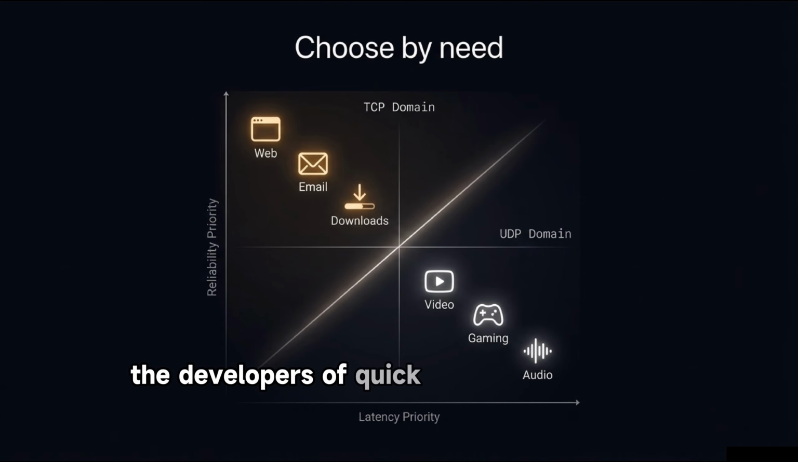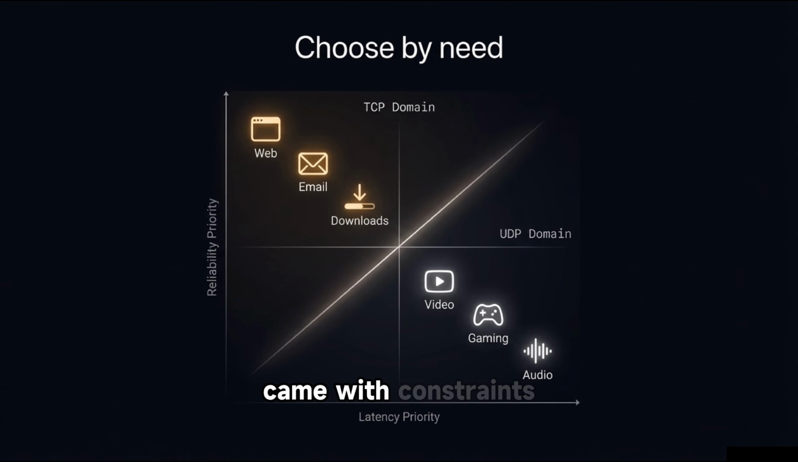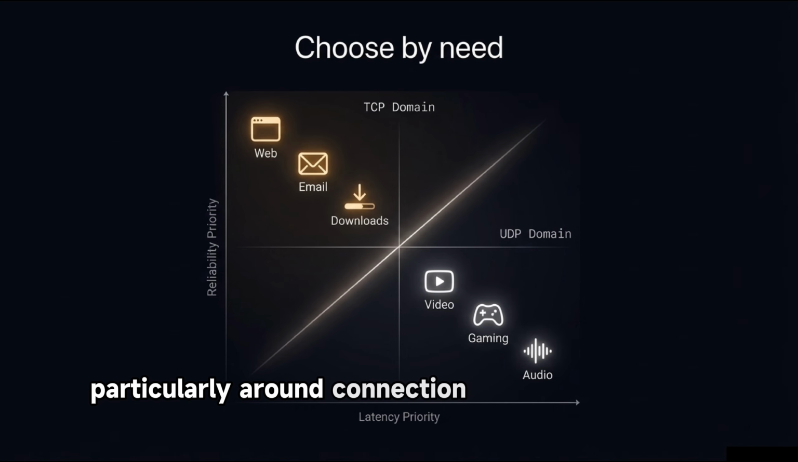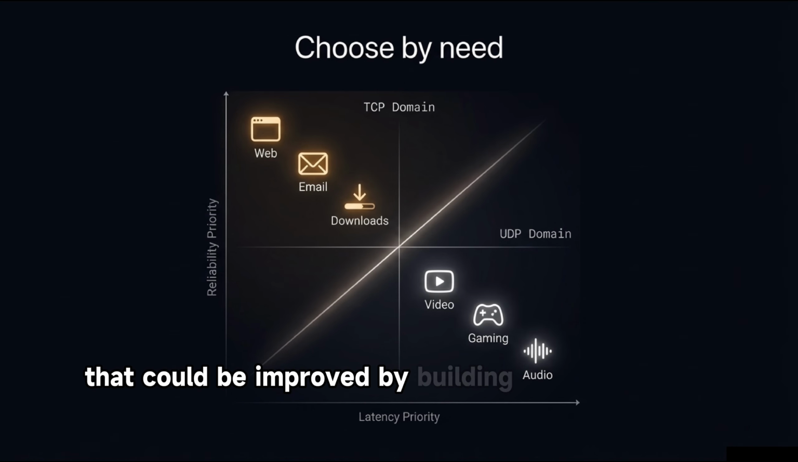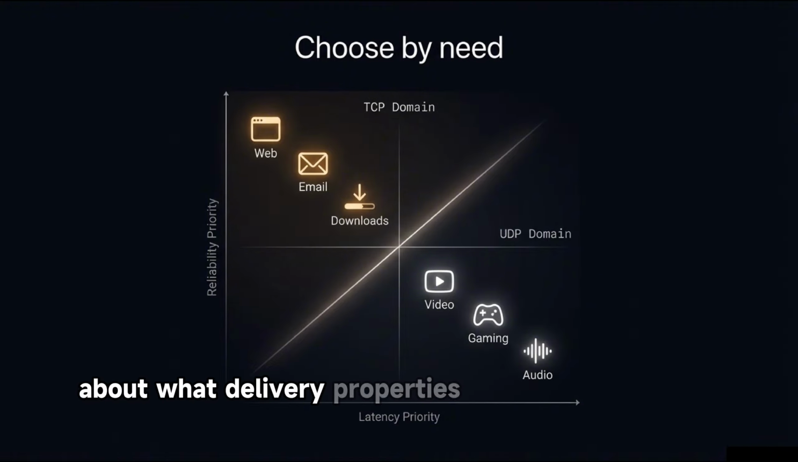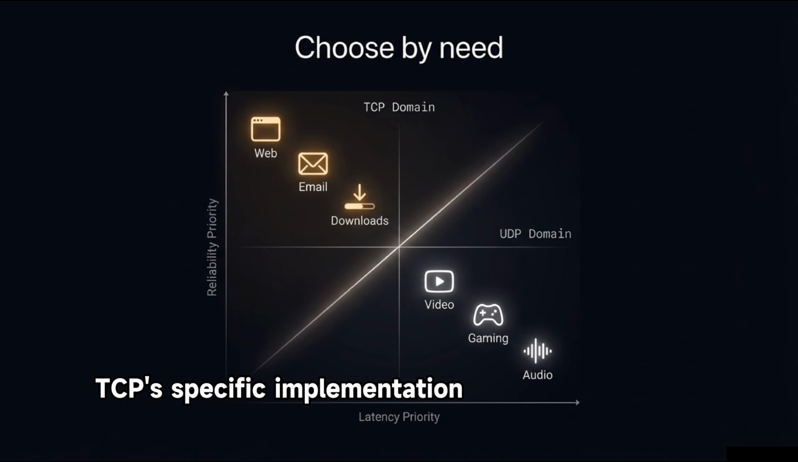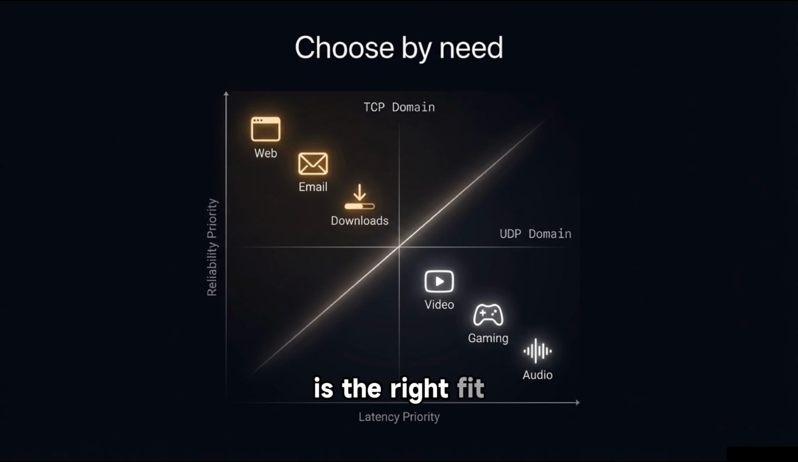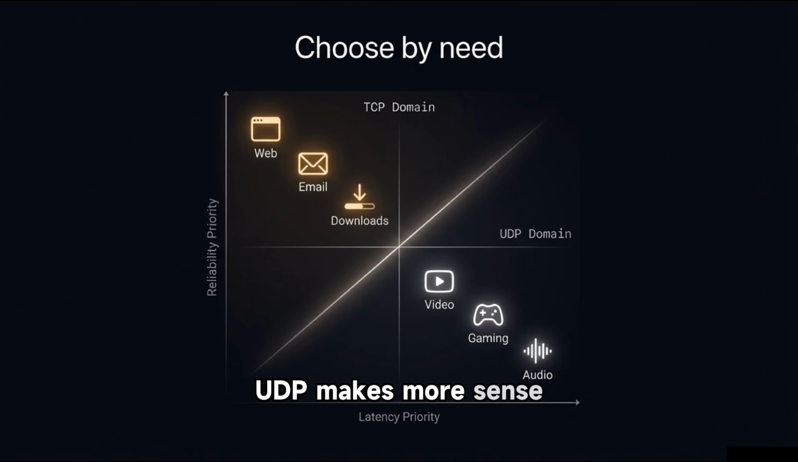The developers of QUIC decided that TCP's guarantees, while correct, came with constraints, particularly around connection establishment time and handling of packet loss, that could be improved by building fresh on top of UDP. So the choice isn't always strictly TCP or UDP as is. It's really a choice about what delivery properties an application needs and whether TCP's specific implementation of reliable delivery is the right fit, or whether building something more tailored on top of UDP makes more sense.